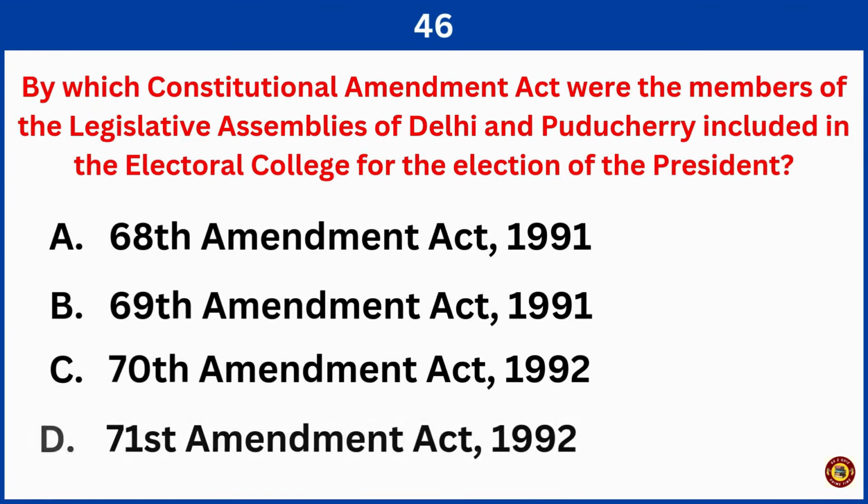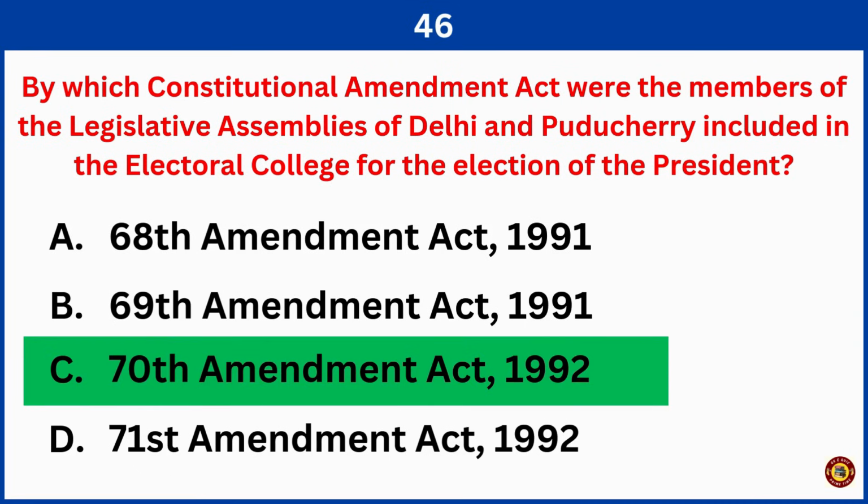By which Constitutional Amendment Act were the members of the legislative assemblies of Delhi and Puducherry included in the Electoral College for the election of the President? Right answer is option C, 70th Amendment Act 1992.